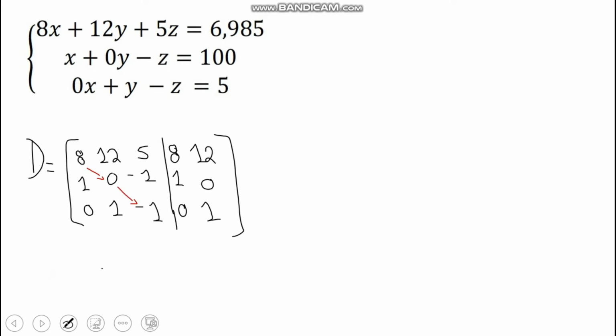Then we'll multiply diagonally from top to bottom. So 8 times 0 times negative 1 is equal to 0, 12 times negative 1 times 0 is equal to 0, and 5 times 1 times 1 is equal to 5. And from the bottom to the top, we'll also multiply diagonally. So 0 times 0 times 5 is equal to 0, 1 times negative 1 times 8 is equal to negative 8, and negative 1 times 1 times 12 is equal to negative 12.